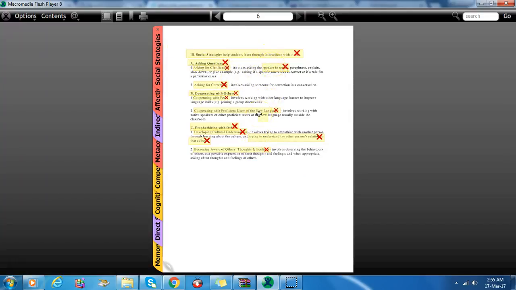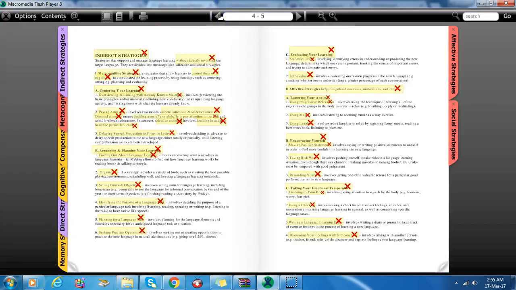When you flip through the pages again, you don't have to read the sentences. You just have to read or go through the highlighted points or the highlighted parts. These are the two important ways which I used to better understand the language learning strategies proposed by Oxford.